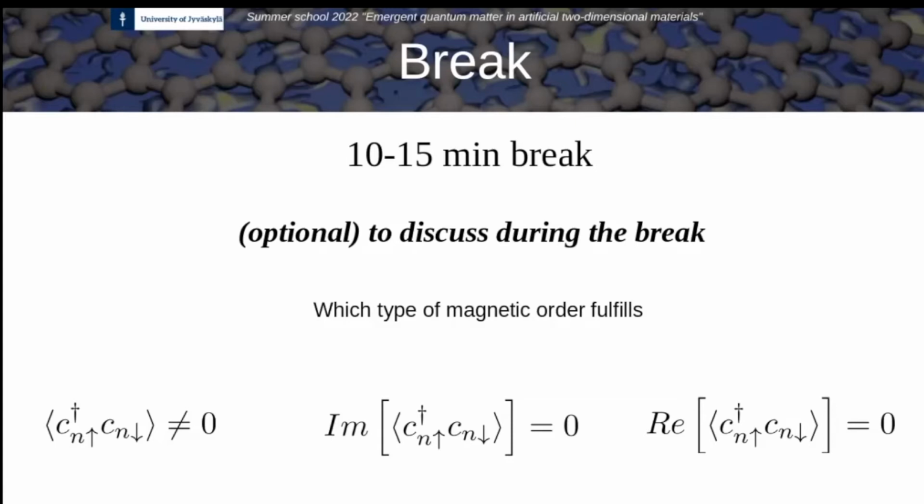The pure Z would be C dagger up, C up. Yeah, exactly. In pure Z, this is going to be exactly zero. So essentially, the second term tells you that you don't have magnetization in the Y direction. The third term tells you that you don't have it in the X direction. And the first term equal to zero would mean that you have neither X nor Y.